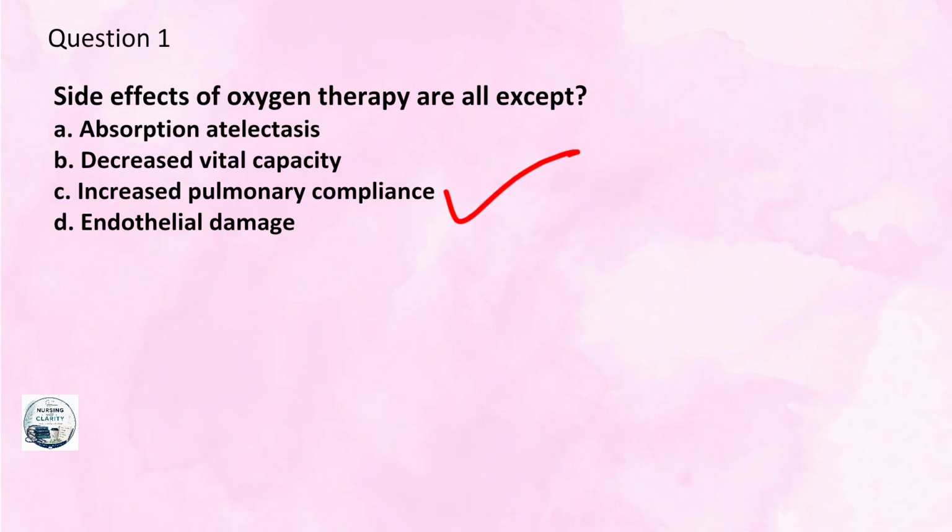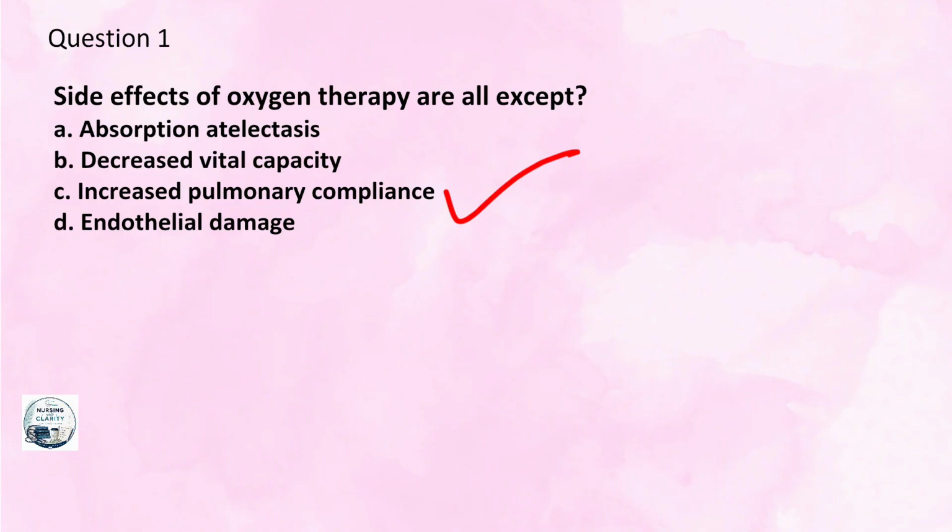Answer is C. Increased pulmonary compliance, which means how easily the lungs expand. Oxygen toxicity makes the lungs stiff, so they expand less easily. Therefore, compliance decreases, not increases. So now we are going to see why the other options are wrong.